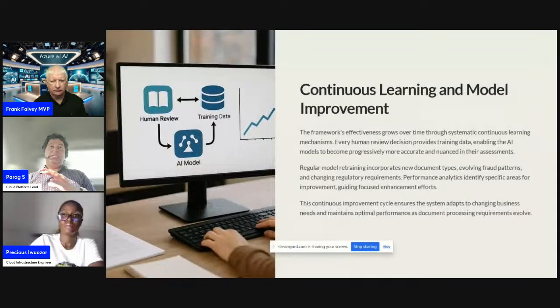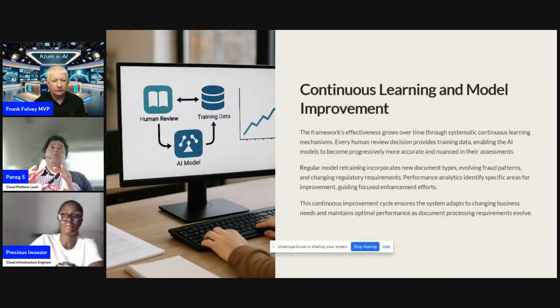So this is the overall model, and as we see, AI is about continuous learning and model improvement. As all this process goes through, the framework's effectiveness grows over time through systematic continuous learning mechanisms. Every human review decision provides training data, enabling the AI models to become progressively more accurate in their assessments. Regular model retraining incorporates new document types, evolving fraud patterns, and changing regulatory requirements. Performance analytics identify specific areas for improvement, guiding focused enhancement efforts.